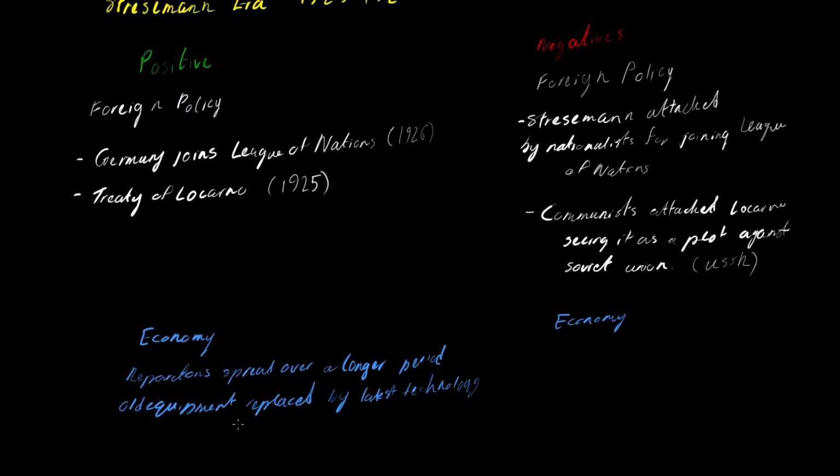We have wages for workers rising. Obviously, national income was about a third of what it was in 1913. However, during the Stresemann era, wages for workers actually began to rise. And we have an increase in exports. Obviously, increases in exports are good, increases in imports are bad. We're going to have GDP growth.